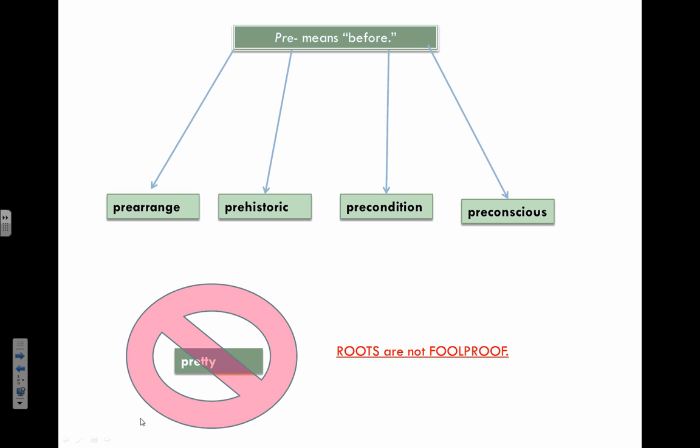Even if you had never seen, for example, preconscious before, if you knew that the prefix pre meant before, you could probably figure it out using your knowledge of the root and the context clues in the sentence, the way the word was used. Again, a reminder, they're not foolproof. For example, the word pretty starts with PRE, but as you know, has nothing to do with before, right? We use pretty to describe someone who we think is attractive. So just be aware that you need to always look at context.